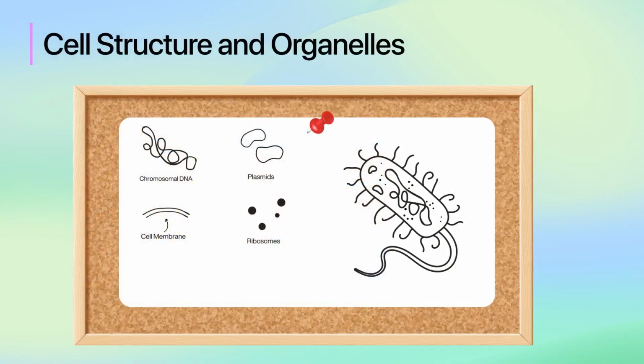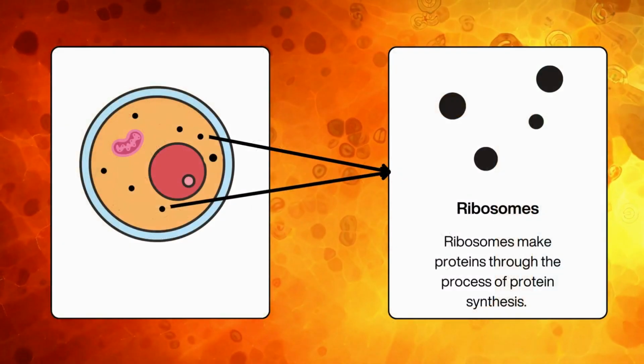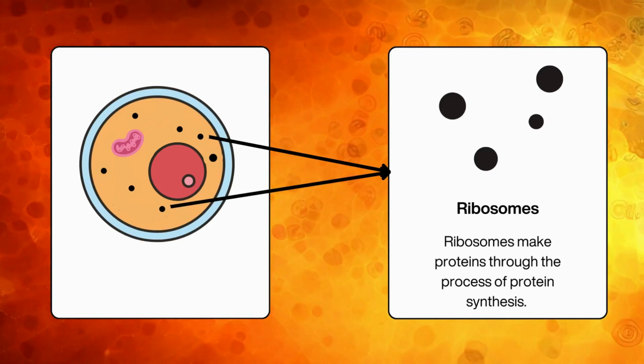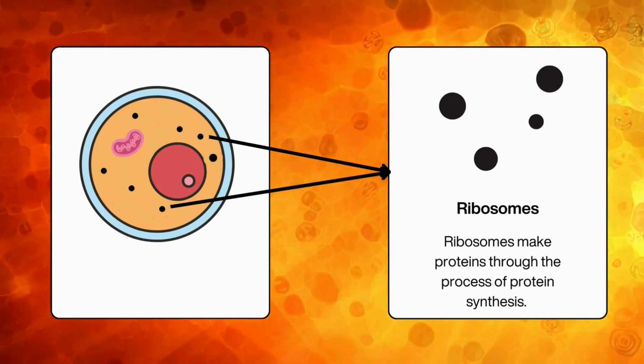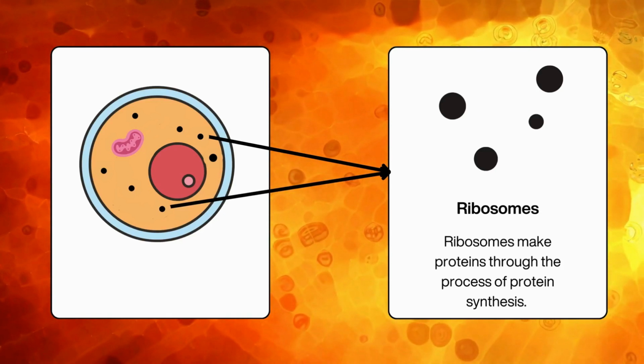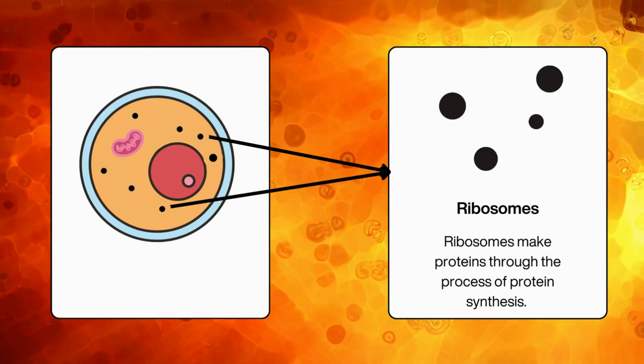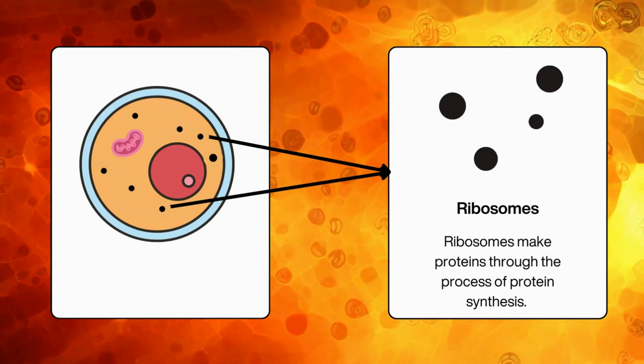The ribosomes are the sites of protein synthesis in bacterial cells. These tiny structures read the genetic instructions carried by the DNA and build proteins accordingly. Proteins are vital for various cell functions, from structural components to enzymes that catalyze biochemical reactions.